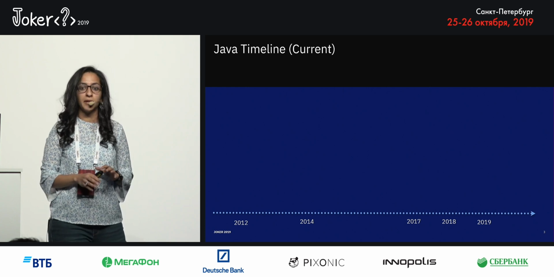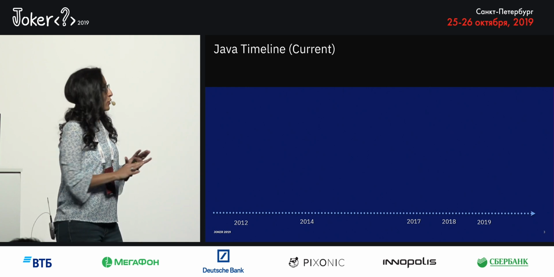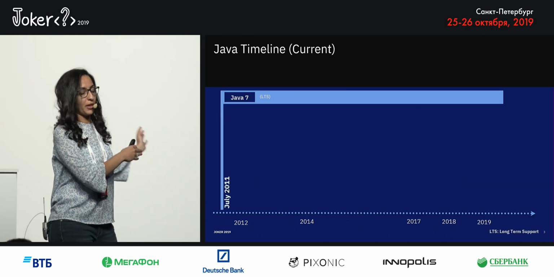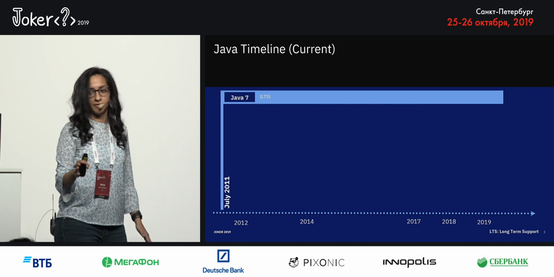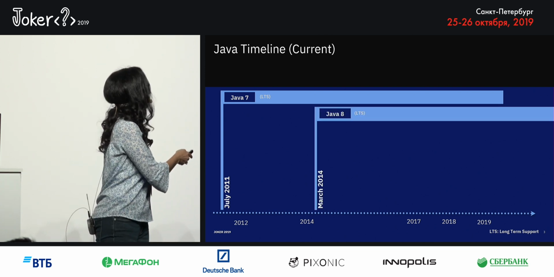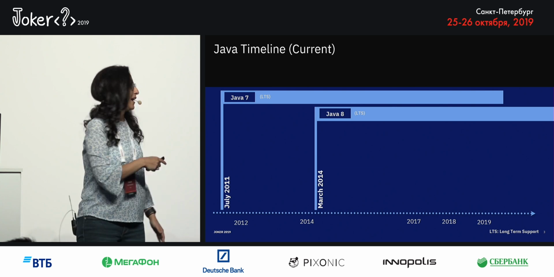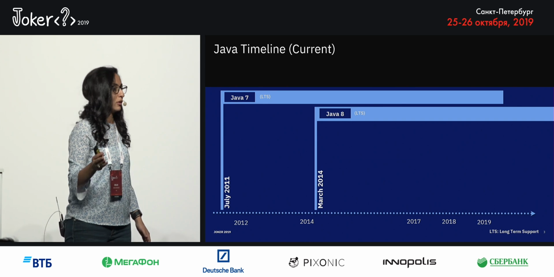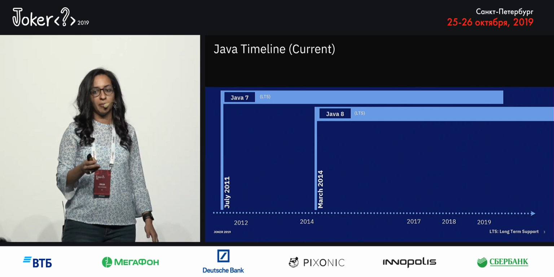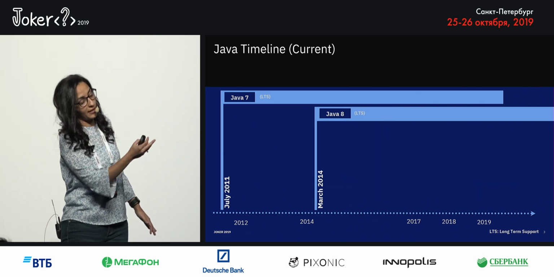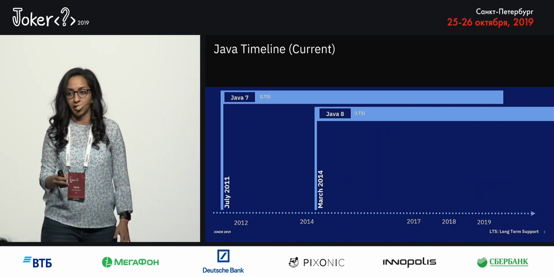Okay, so a little bit of background. If you look at the current timeline, you'll see that back in 2011, we got Java 7. And it was there for 3 years until we got Java 8. And Java 8 came out in 2014, so if you were migrating your applications, then you would be waiting 3 years, and then Java 8 came out, and then you did your migrations.